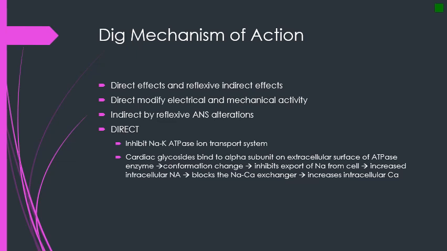But its direct effects are in actually inhibiting the export of sodium from intracellular containment. So when that sodium is blocked, it also prevents calcium from leaving the cell, so you will actually have an increase in intracellular calcium, and that's the direct physiological action of the digoxin on the cardiac myocytes.